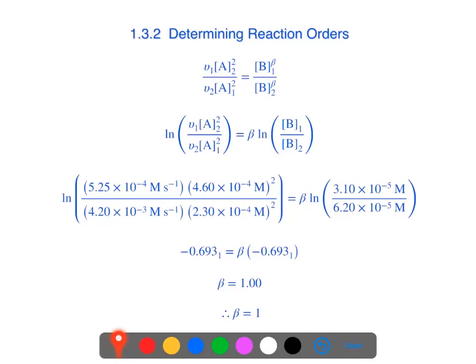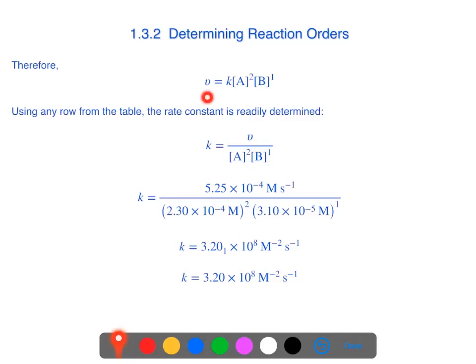Now that we've determined alpha and beta for this particular reaction, we can determine the rate constant. Now that we've determined the rate law expression for this reaction, we can use any row from the table to determine the rate constant. And that's done by first rearranging this expression for the rate constant K, inputting the data from one of those rows in our table, and the end result is a rate constant of 3.20 times 10 to the 8, molar minus 2, seconds minus 1, which are the units of our third order reaction.